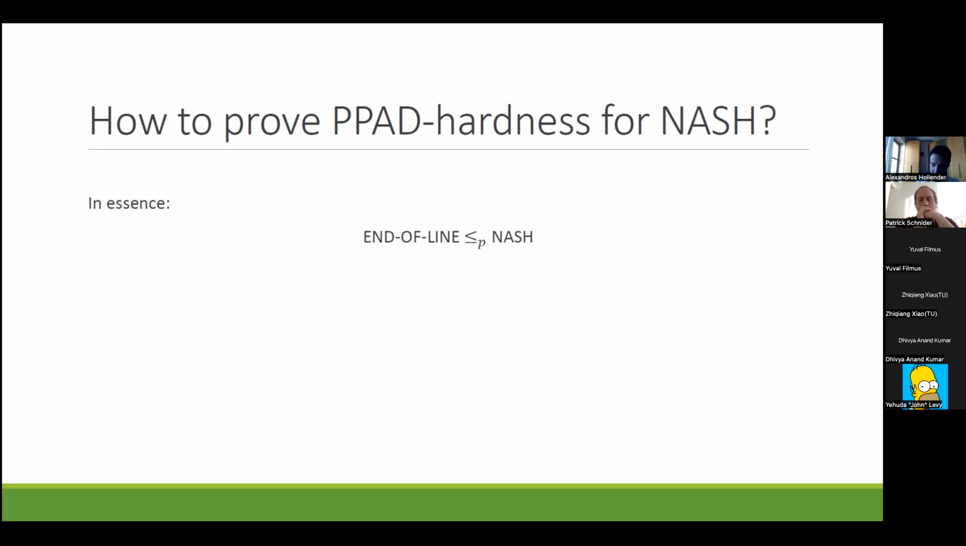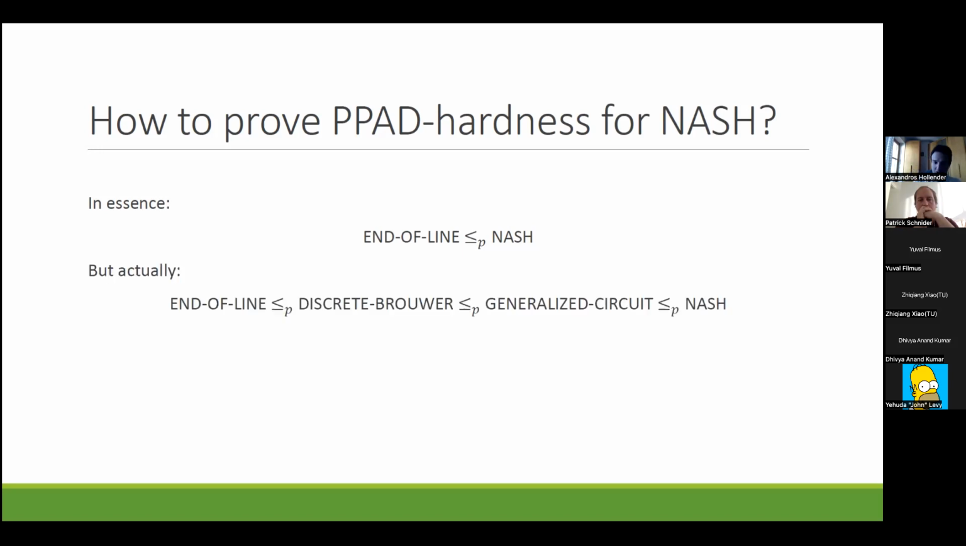And so what these people actually did is that they had multiple intermediate steps. They took this artificial end of line problem and first reduced it to a less artificial problem, namely a version of the Brouwer problem, this topological problem that I mentioned, which is based on Brouwer's fixed point theorem. So what this first step of the reduction achieves is it takes this unstructured graph and gives it some topological structure. That's the first step of the reduction.